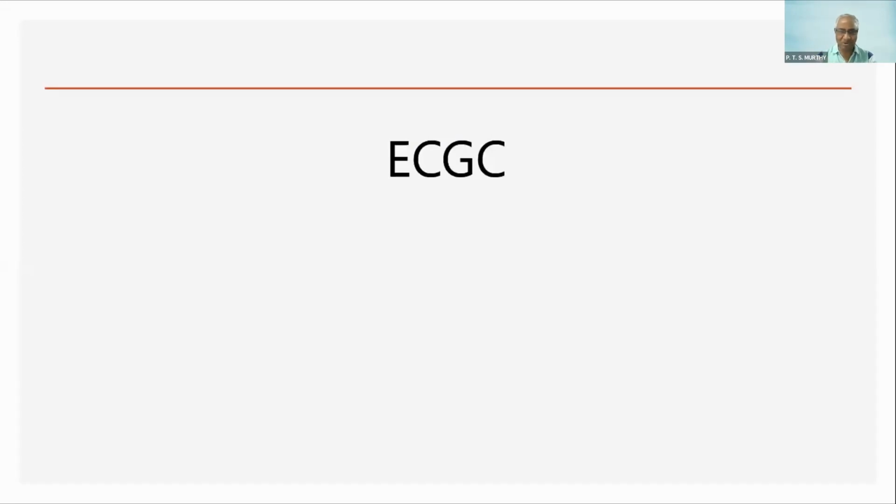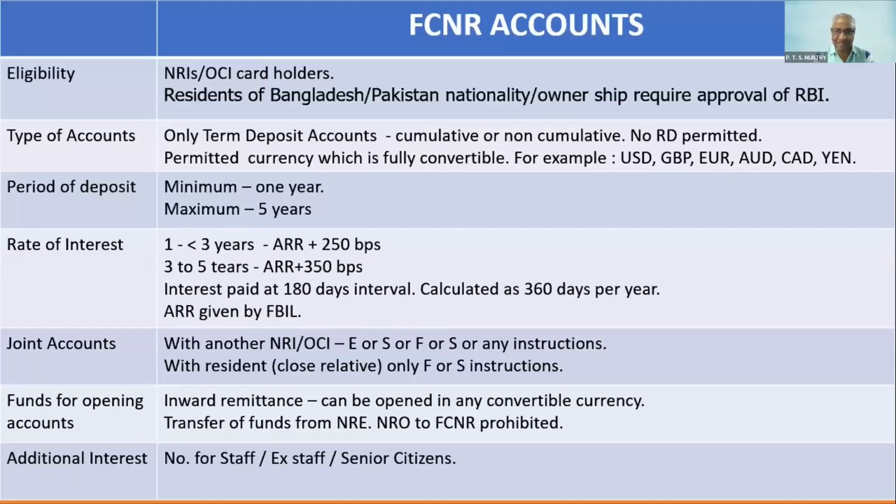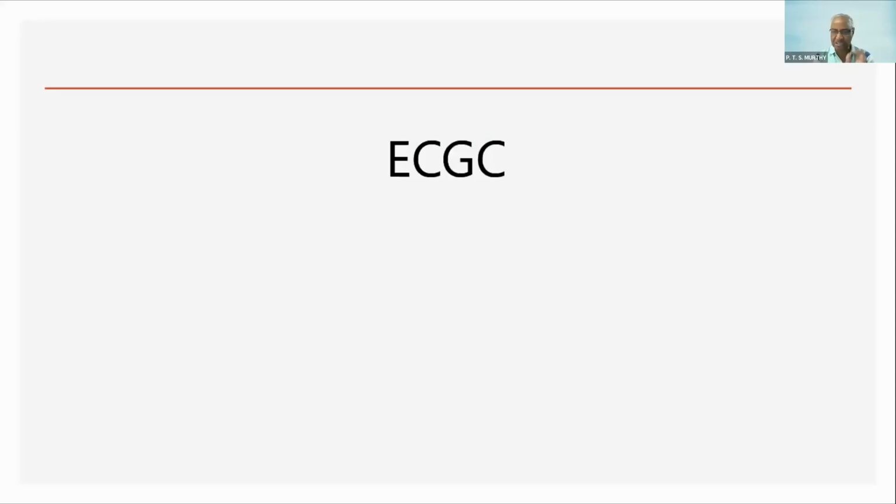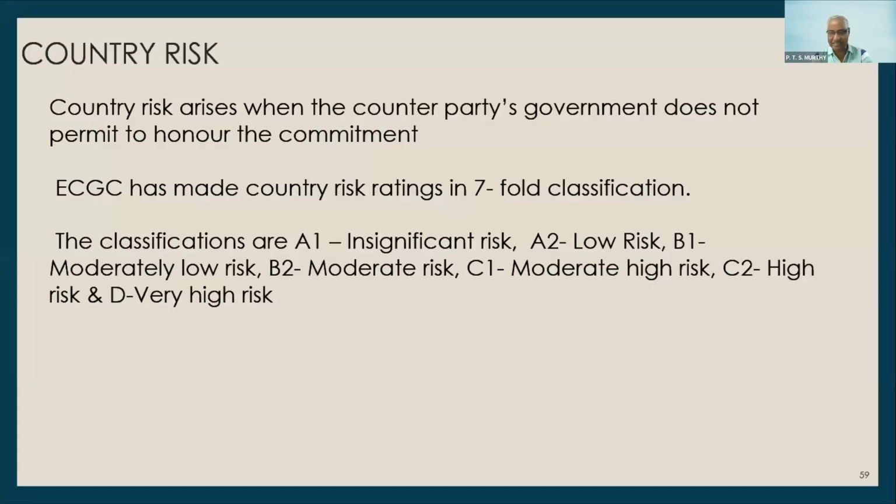Next we go to ECGC. Quickly I am taking this, your examination questions are there. ECGC, some important things. There is a country risk. ECGC has classified all the countries in the world into 7 categories, A1, A2 like that. In the last examination, they asked a question. If ECGC has classified the country risk of a particular country as C2, what is the risk rating of that country? High risk, very high risk, moderate risk, or low risk? Such questions will come from this particular slide.